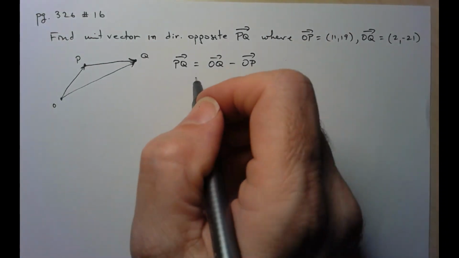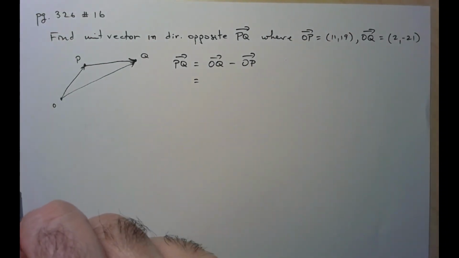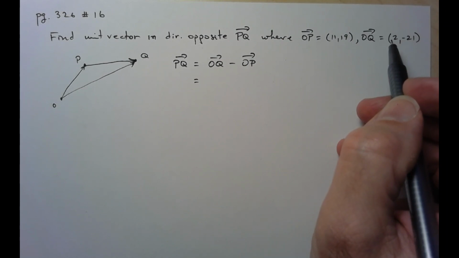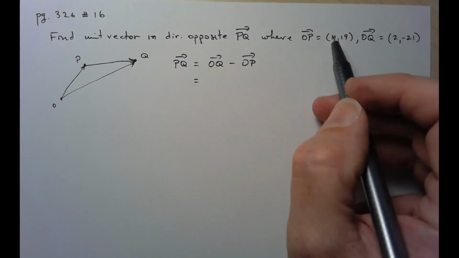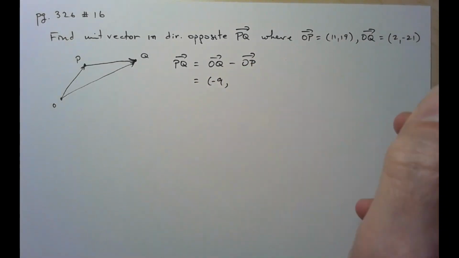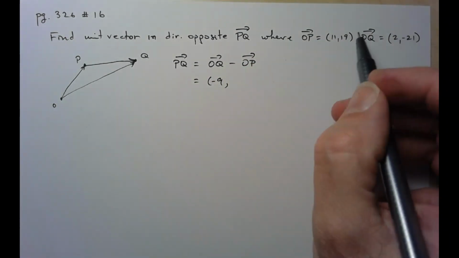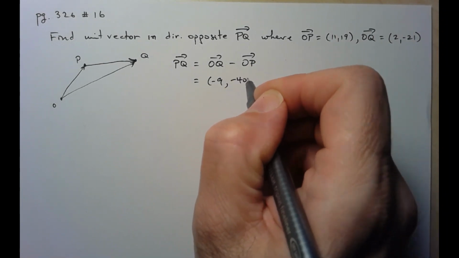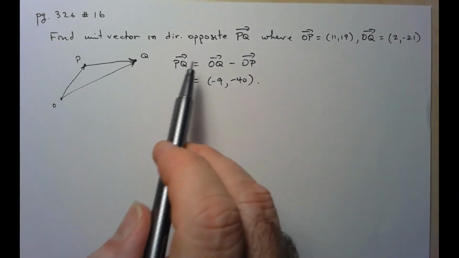So let's find the vector PQ. Let's subtract the x components. Here we've got 2 minus 11 is negative 9. And then here we have negative 21 minus 19. That's going to be, I guess, negative 40. So this is the vector PQ.